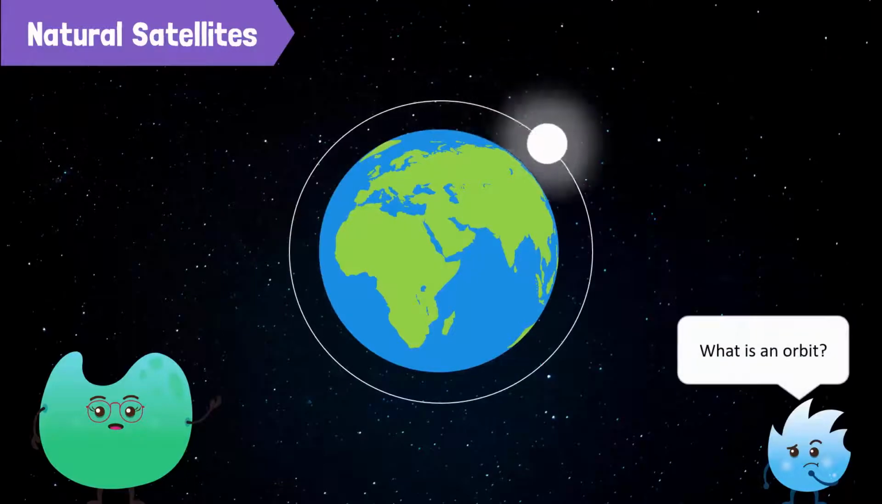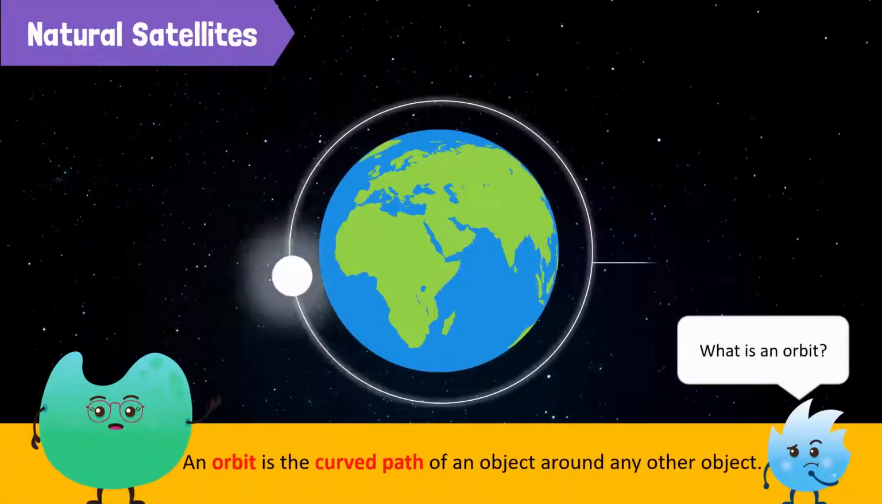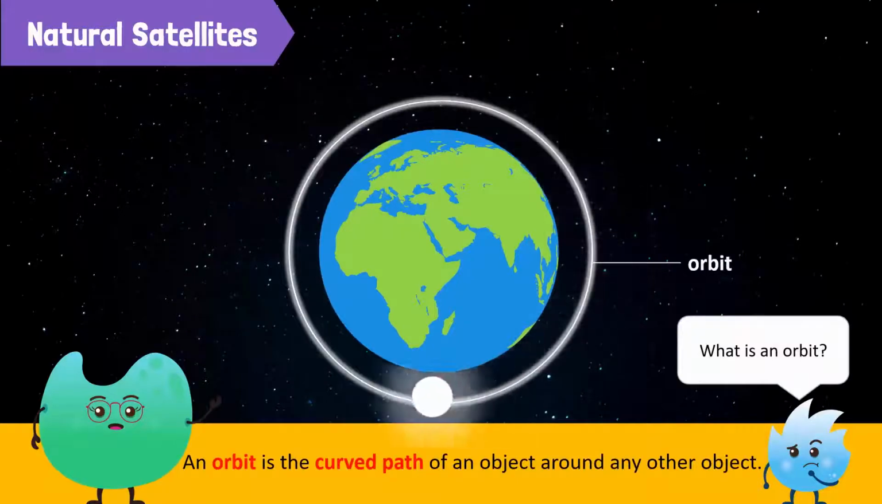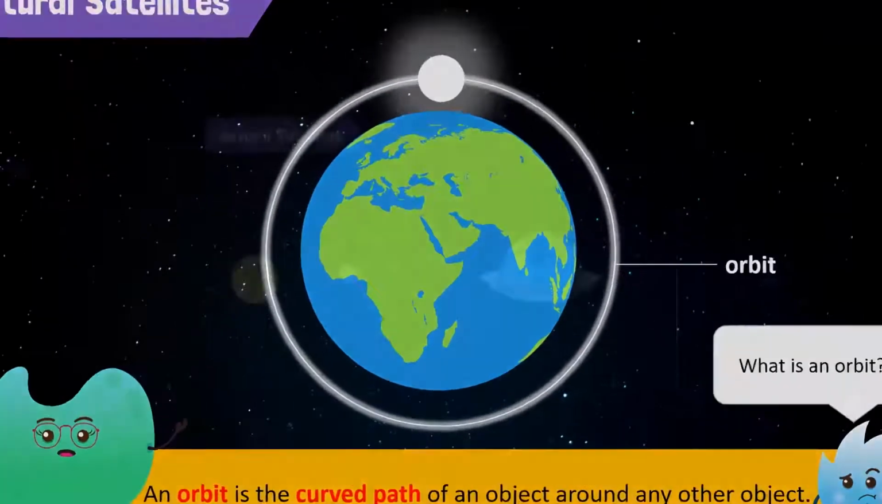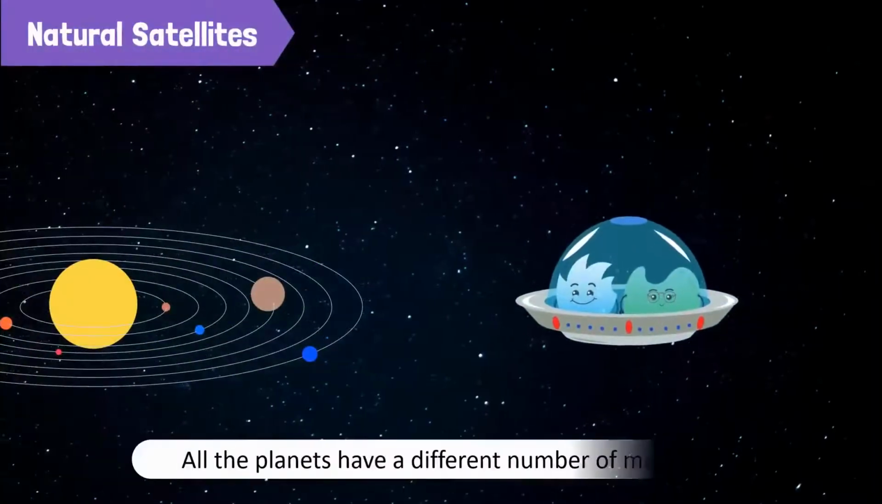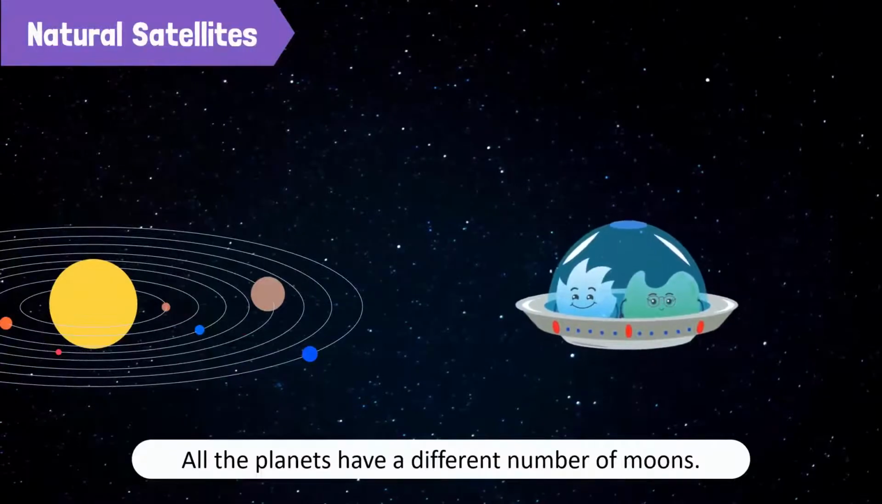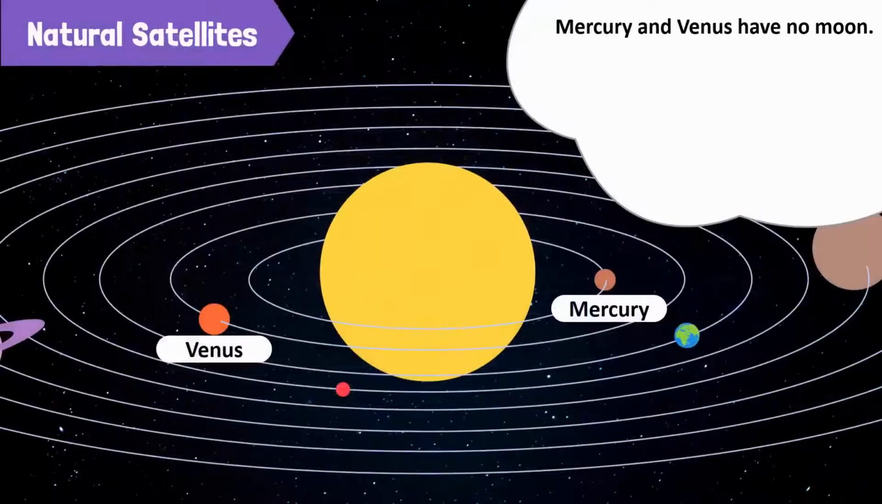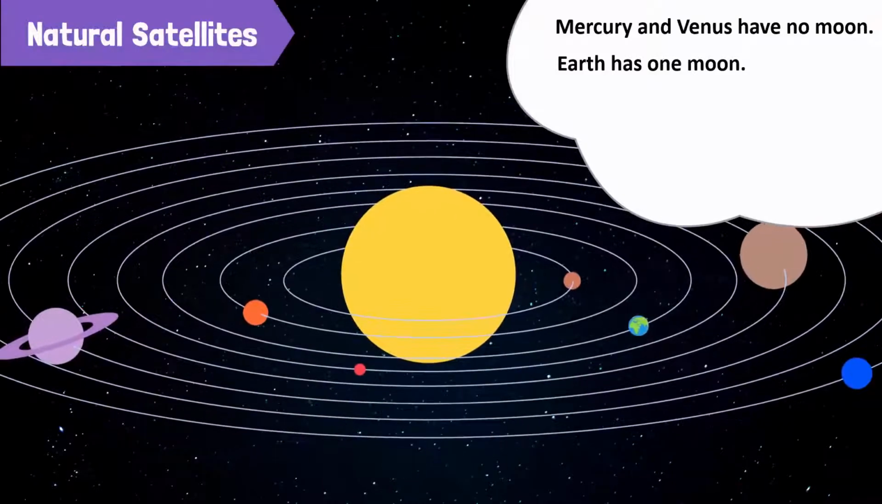What is an orbit? An orbit is a curved path of an object around another object. This is the orbit of the moon around the Earth. Do you know that all the planets have a different number of moons? Mercury and Venus have no moon. The Earth has one moon.